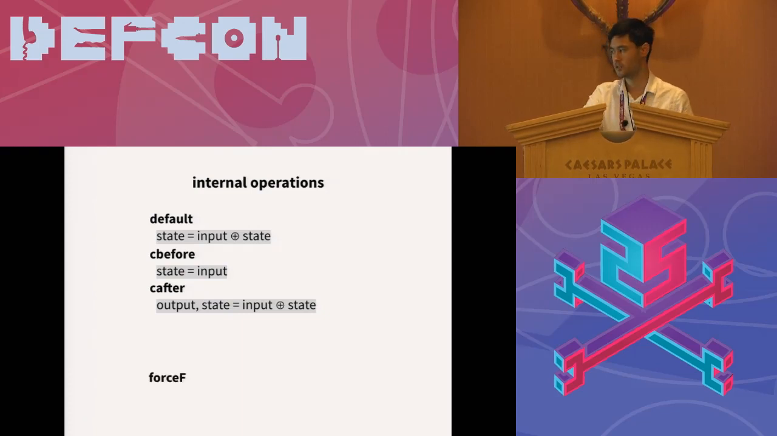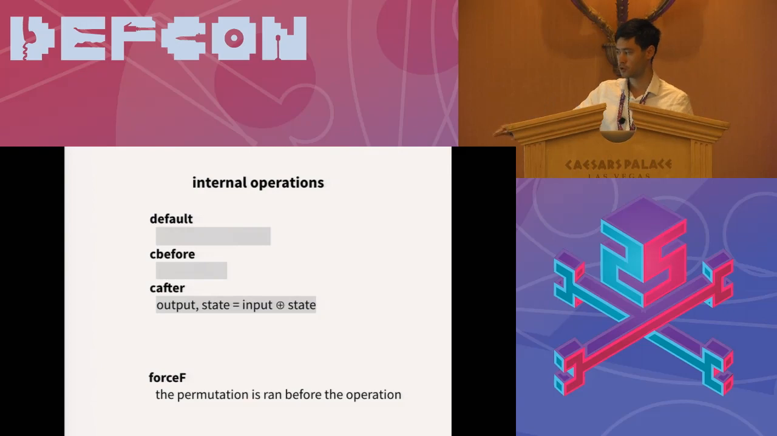One last one, it's called force-f, and this is to force the permutation to happen before you do anything. And this is basically when you really want your operation to rely on what happened previously. So every time you encrypt, for example, you really want your encryption operation to be dependent on maybe a key that you inserted in your state. So you're going to force the permutation before doing anything.